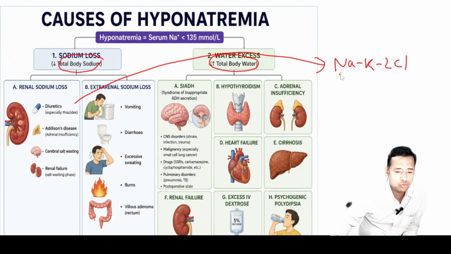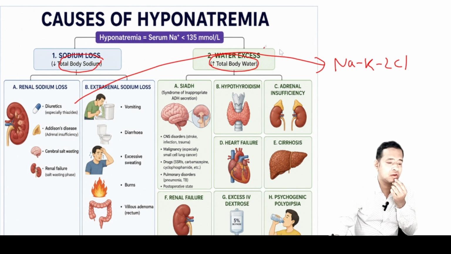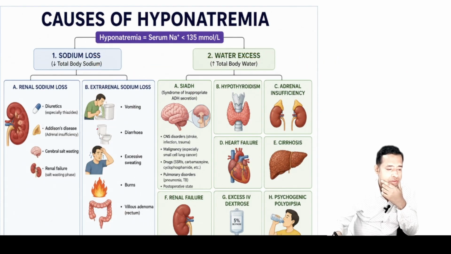NaK2Cl. Na is sodium and K is potassium. So hyponatremia, hypokalemia, and hypochloremia. This actually works by disturbing this NaK2Cl, and eventually hyponatremia develops, and hypokalemia and hypochloremia also develop. So you have to know this. And second is Addison's disease, due to adrenal insufficiency, cerebral salt wasting, and renal failure due to salt wasting phases.